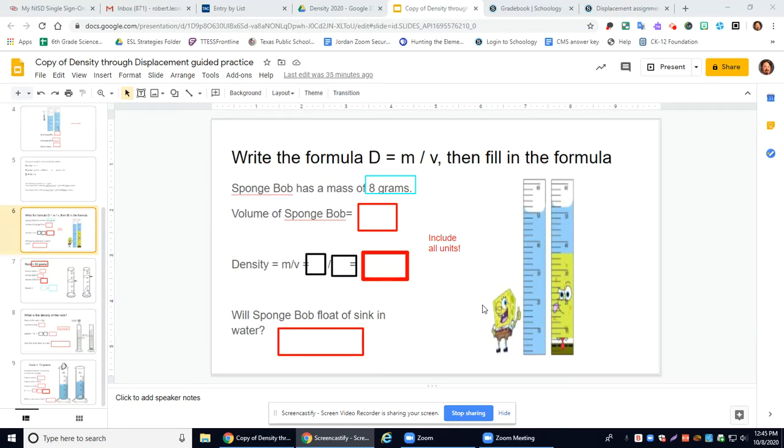Today what we're going to do is take it a step further. Yesterday you used displacement to determine the volume of unknown substances. What we're going to do today is first determine the volume of unknown substances and then use that volume to determine the density. All these problems have been provided with a mass.